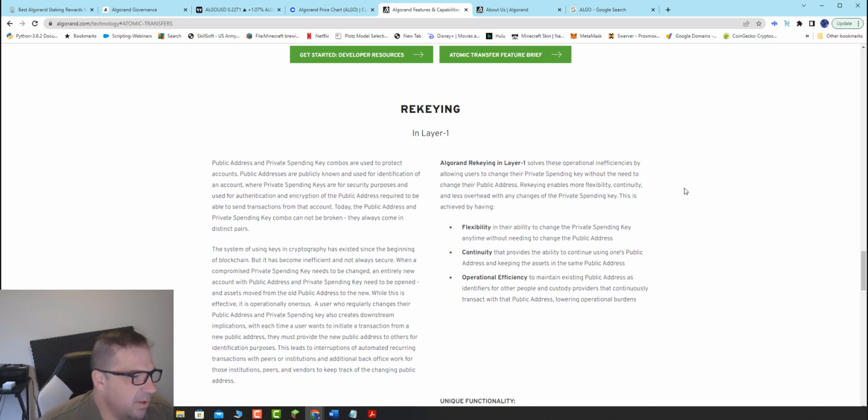Now, rekeying. This is like mind-blowing to me. You have your public address, and it has a private spending key, and everyone has that in all cryptos. You have a public address and a private spending key, and they go hand in hand, and to change one of the keys is nearly impossible. If your private key is stolen or someone knows about it, then you're going to have to get a new wallet. You can't change your key.